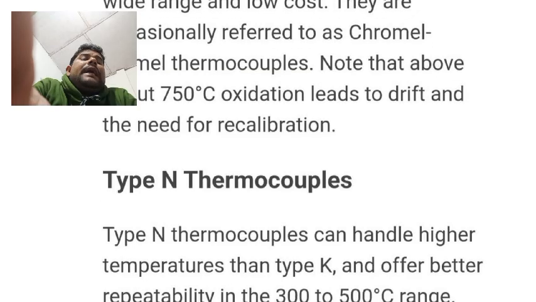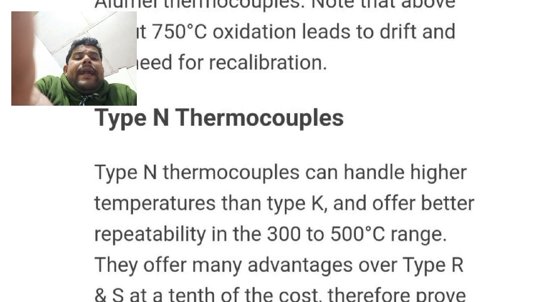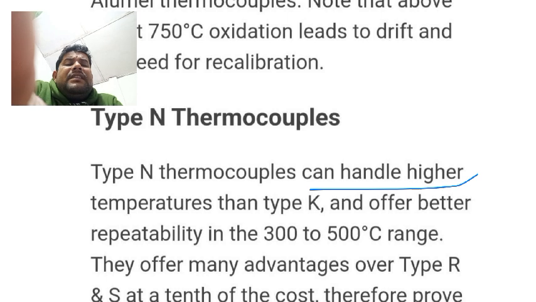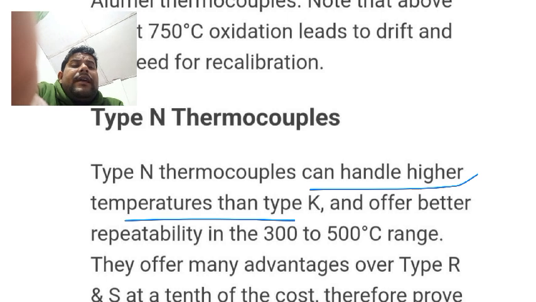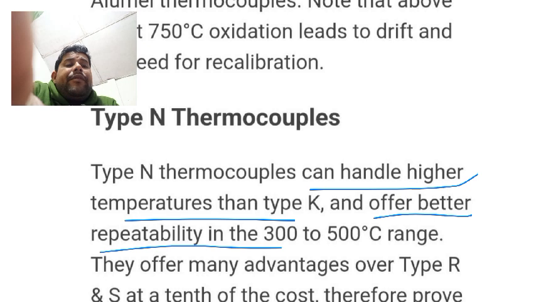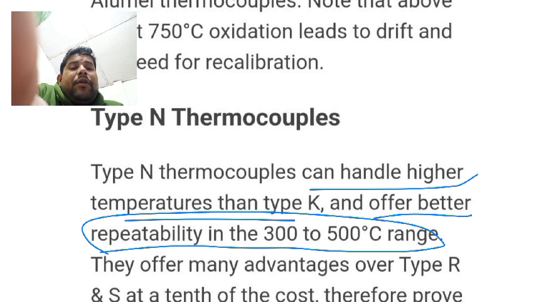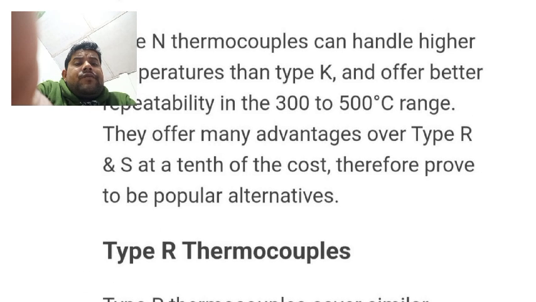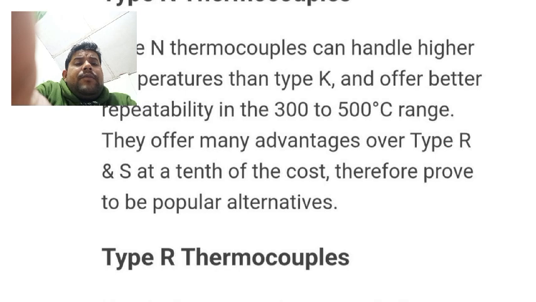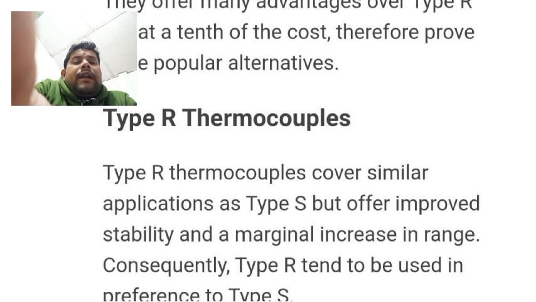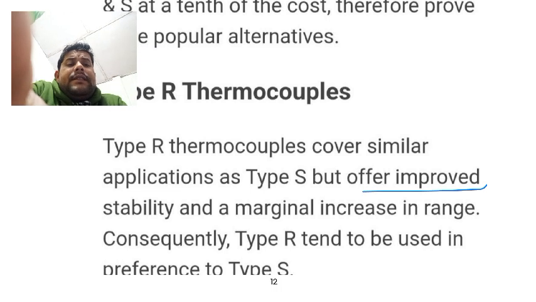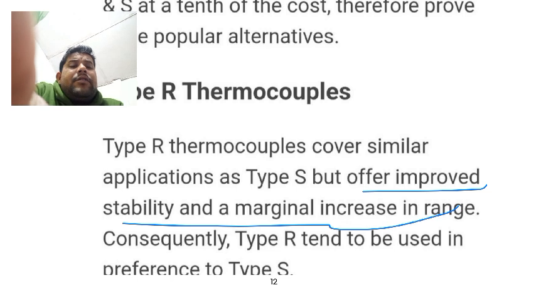Next is the N-type thermocouple. The N-type thermocouple can handle higher temperature than K-type. The range is high, but the output is very low compared to K-type. It offers better repeatability up to 350. They may offer an advantage over R type and S type, at a tenth of the cost. Therefore, it is a popular alternative. The R-type thermocouple covers similar applications as S type, but R type improves stability and has a marginal increase in range. R type tends to be used as the reference, like S.